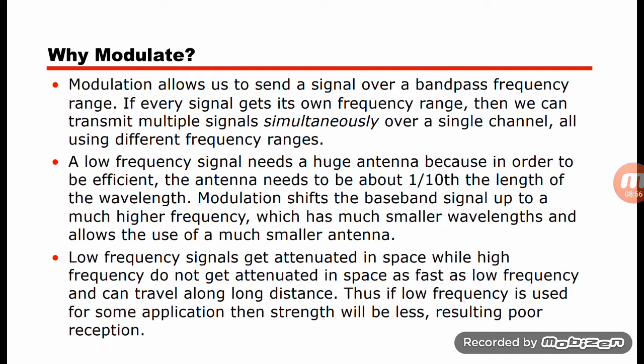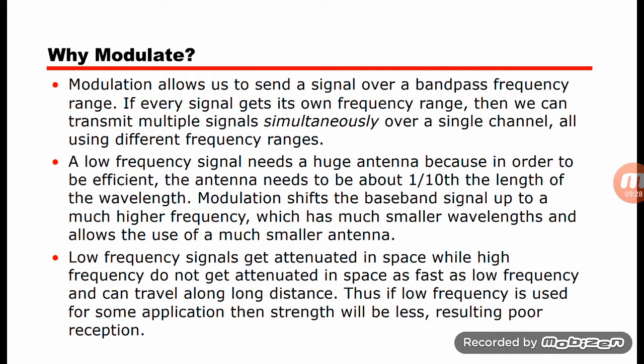This is what he's saying. Now if you read it, it will make more sense. Modulation allows us to send a signal over a band pass frequency range. This is the band pass frequency range through which you want to send your signal. If every signal gets its own frequency range, meaning this signal gets its range, this is the range of the second signal, and this is the range of the third signal, then we can transmit multiple signals at the same time. Simultaneously means at the same time over a single channel.